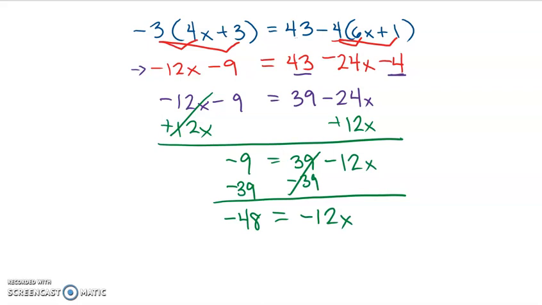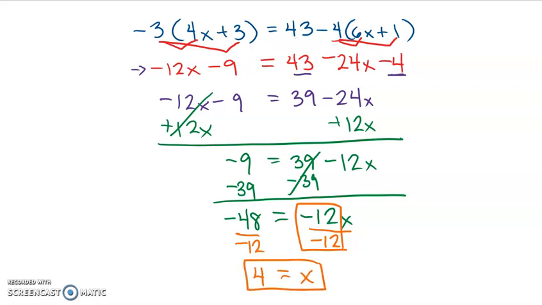Okay, my variables are on one side, constants on the other, so the last thing that I have to do is solve for the x, which means divide by the coefficient so that it equals 1x, right? So 1x divided by negative 12, minding my sign, okay? Negative 48 divided by negative 12 is 4. So 4 equals x. When I put 4 in for my x's up here, that would be a true statement.